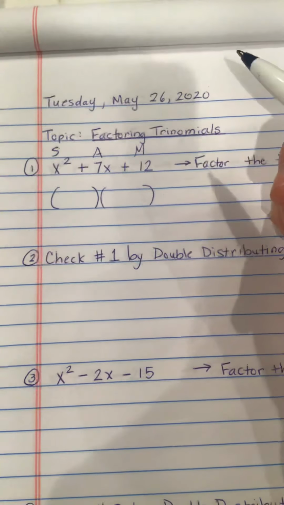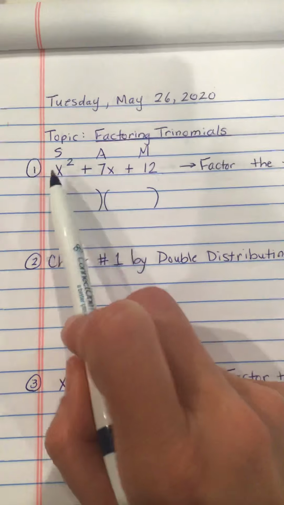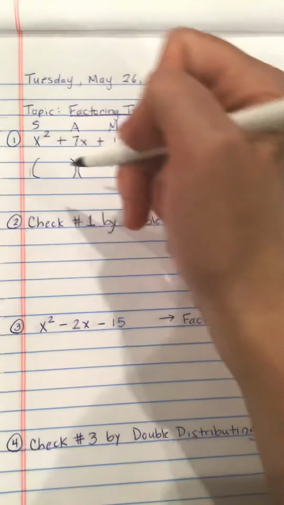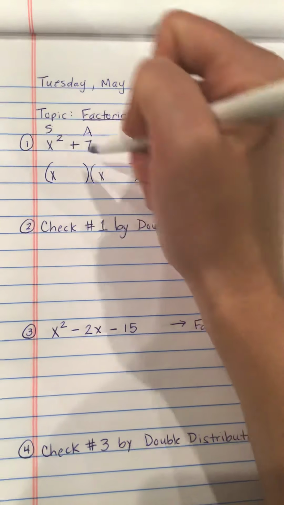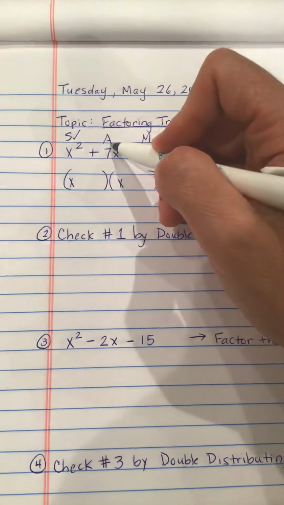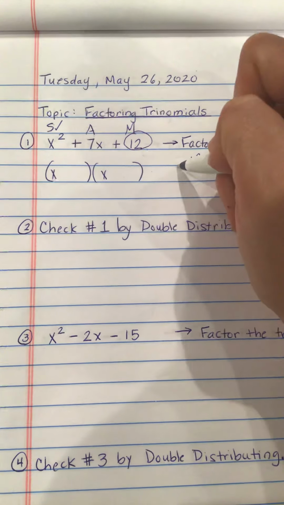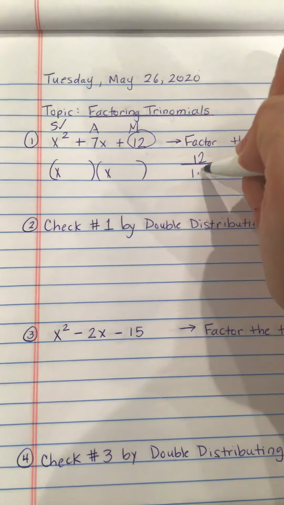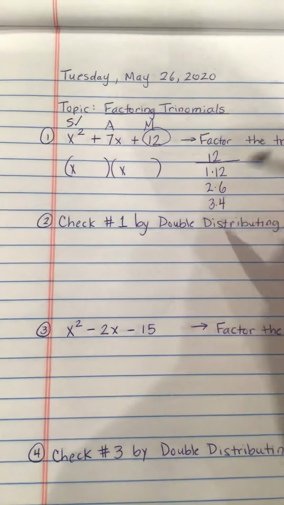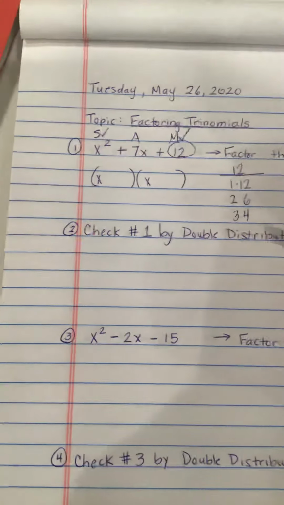Okay, so I want you to check off the S. Think about what you would put here and here to check the S. Pause and do that now. Okay, you are back. So you would put x times x gives you x squared, check. Next you skip the A and you go to the M, which is 12. You find the factors of 12. You always start with 1, so 1 times 12, 2 times 6, 3 times 4. Okay, so check. We did all the factors of 12.